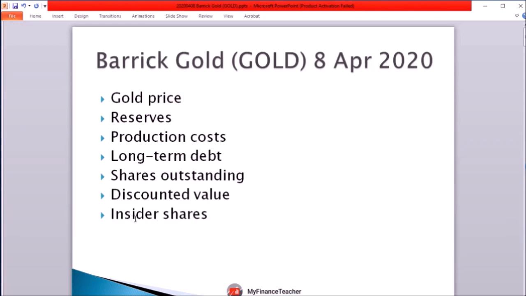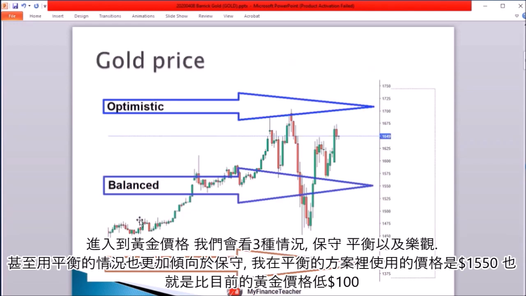Moving on to gold price, as I mentioned, we're going to look at three scenarios: conservative, balanced, and optimistic. And even the balanced scenario is leaning more towards conservative because the price I'm going to use for the balanced scenario is $1,550, which is $100 below the current gold price at the moment.